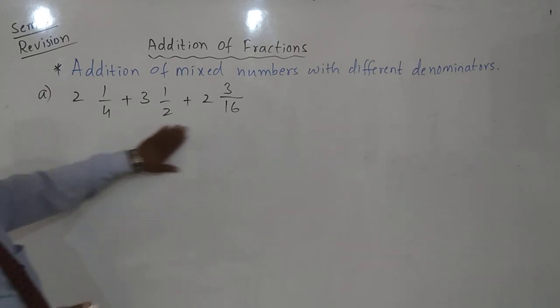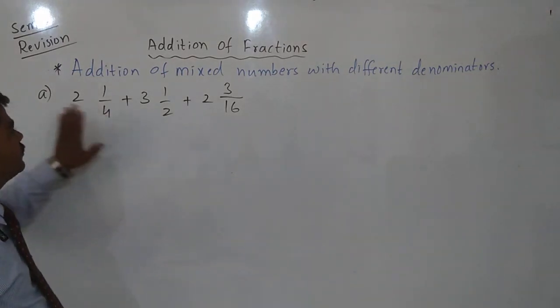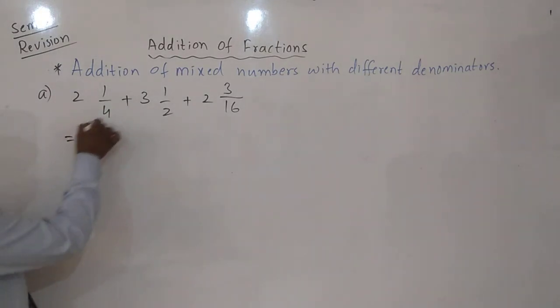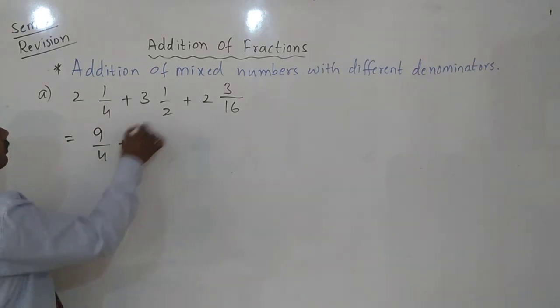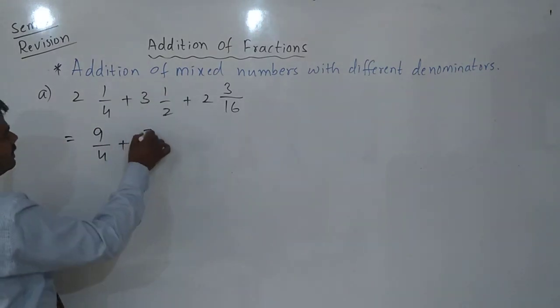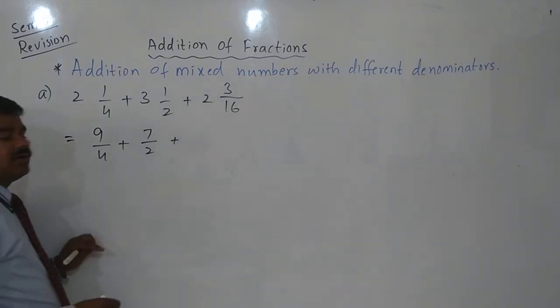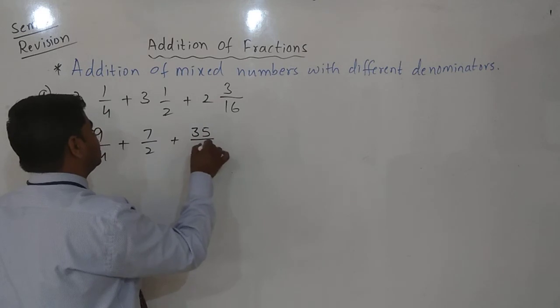Now convert these mixed numbers into improper fractions. First, you convert these mixed numbers to improper fractions. That is 2 4s are 8 plus 1, 9 by 4. 2 3s are 6 plus 1, 7 by 2. 16 2s are 32 plus 3, 35 by 16.